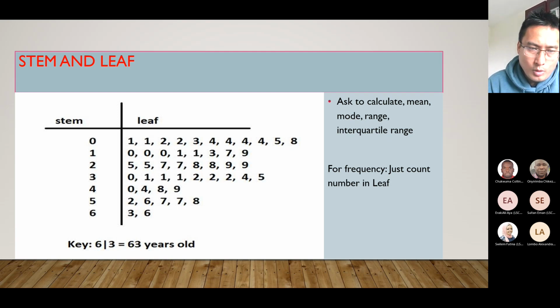The way you read the other one is: this is 10, 10, 10, 11. This one is 25, 25, 27. This one is 30, 31. This one is 40, 44. So is this clear to everyone? Yes. That is how we read the stem and leaf graph.